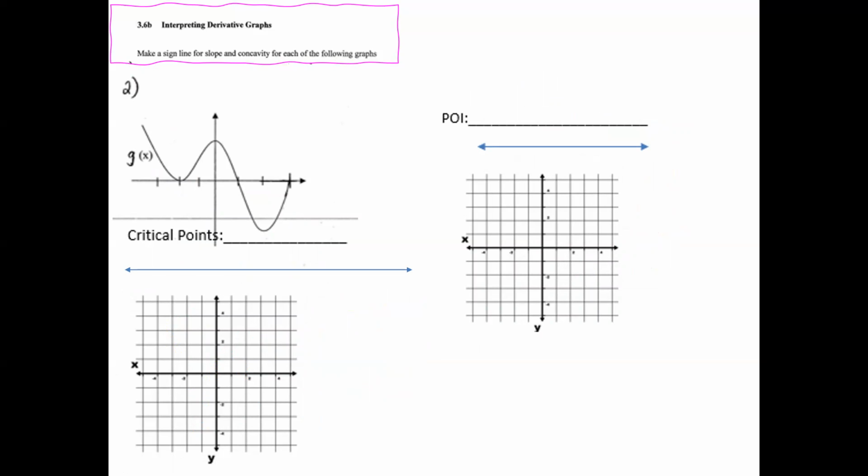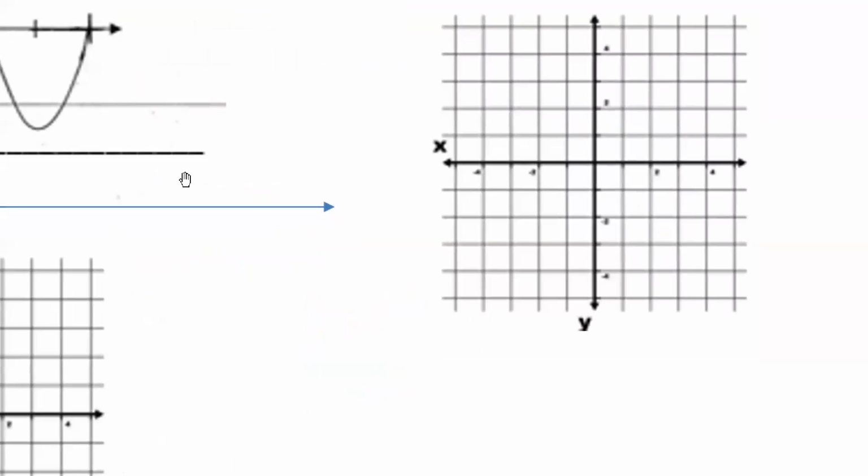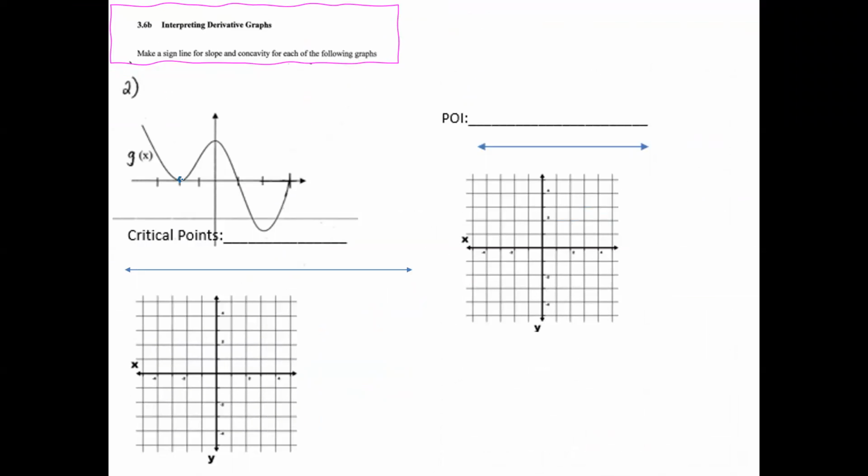Okay, so for number 2, I'm just going to briefly go over this. Your critical points here are going to be looking at the max and min values. There are 3 of them, and that is going to be -2, 0, and +2. So on your sign line, if you take a look at the slope, negative, positive, negative, positive, you'll be able to see negative on the left side of -2, positive in between -2 and 0, negative in between 0 and 2, and then positive after 2.